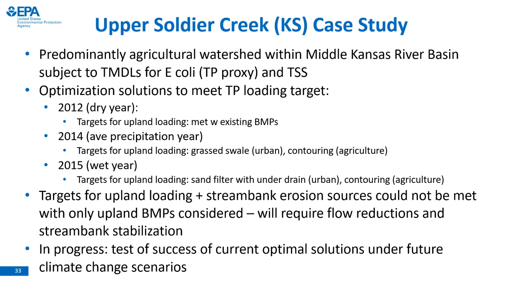However, when we only considered upland BMPs, we could not meet the combined targets for both upland loading and stream bank erosion sources. So to meet these, the combined target will require flow reductions as well as probably some stream bank stabilization. And we're in the process of testing the success or robustness of current optimal solutions under future climate change scenarios.